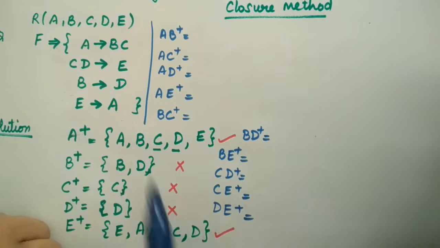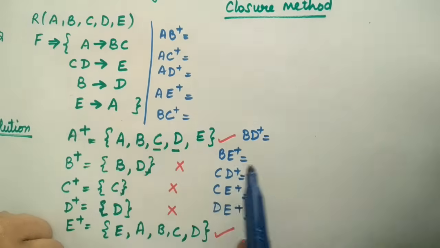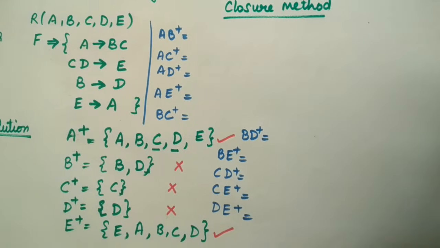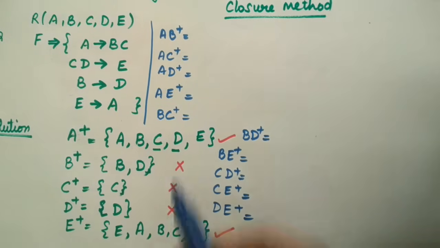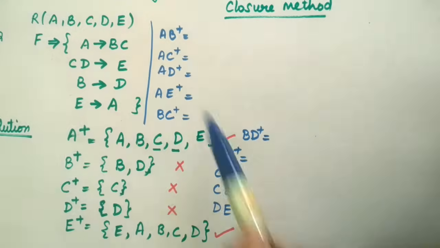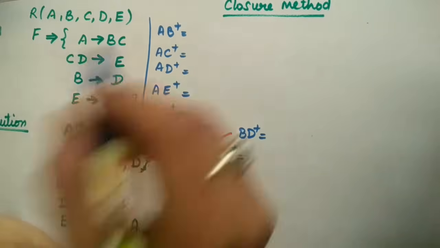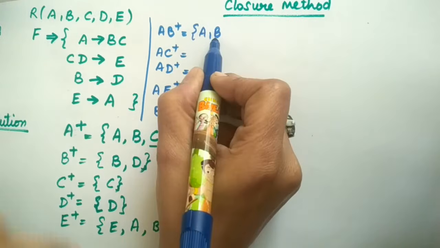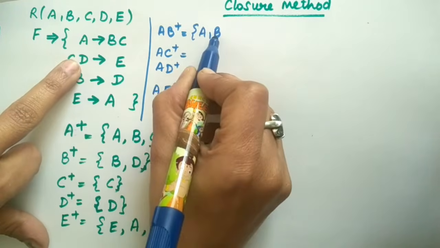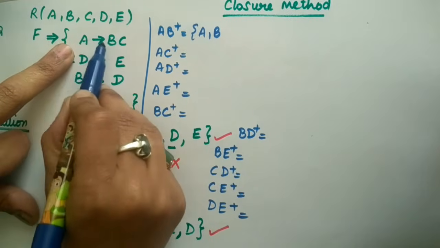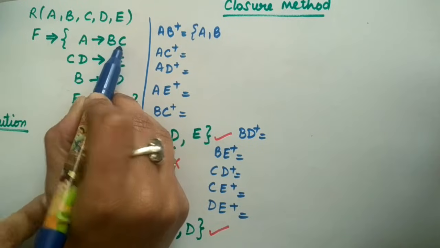Next comes EA. EA is already taken, EB taken, EC, ED, and EE is equivalent to E. So we will take out the closures with these sets. So closure of AB. With AB, I can reach AB itself. Now I have two attributes, A and B. According to this FD, A determines BC. From A, I can reach BC.